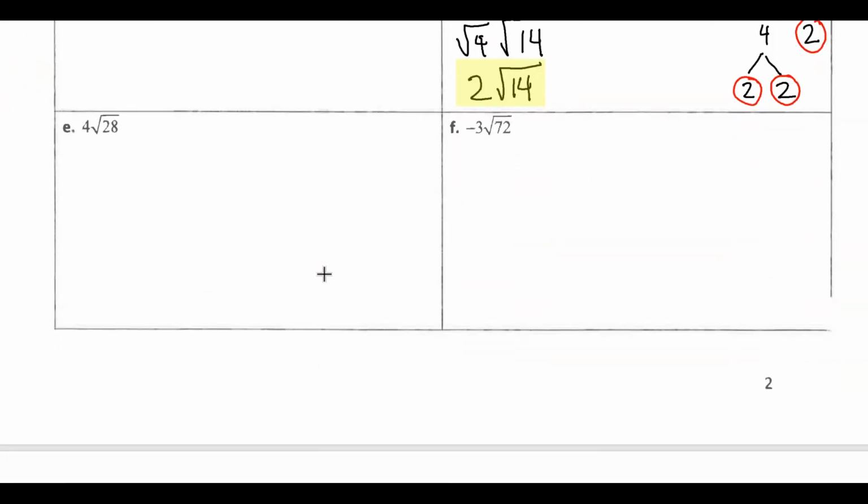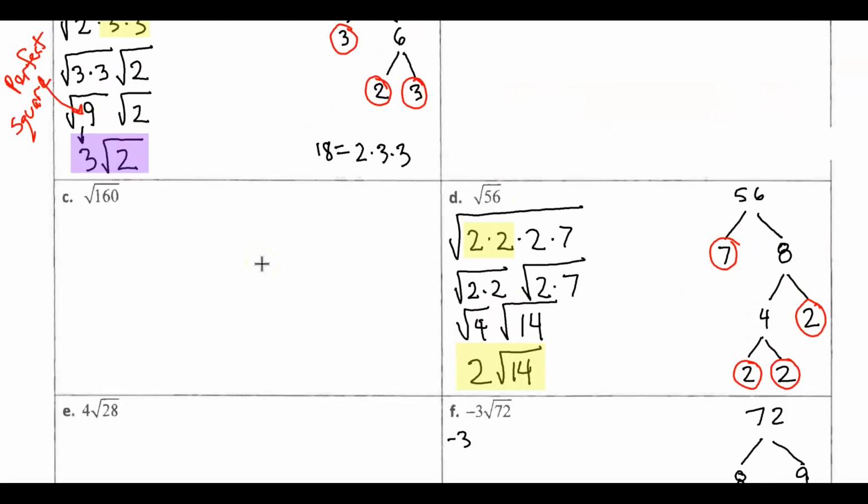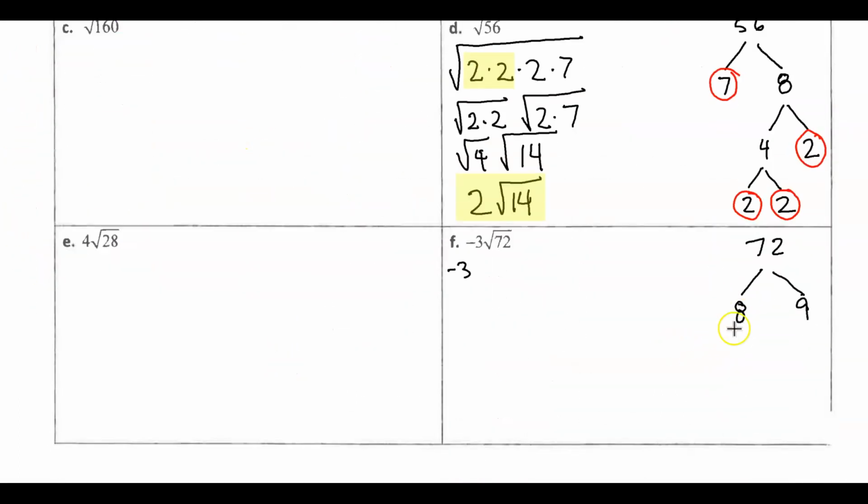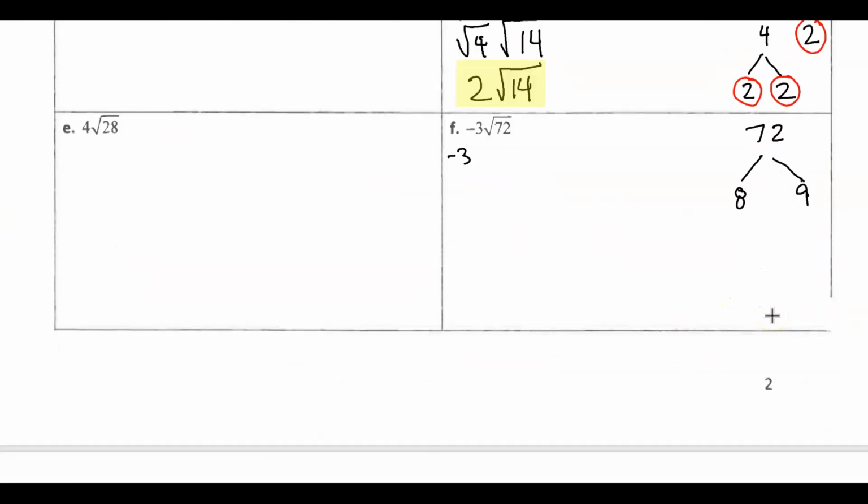So let's do f. So we have a negative 3 here. We're just going to take care of that at the end. So this is going to be negative 3 and then times whatever I get for 72. So let's do 72. So 72, I know, let's see, two factors are 8 and 9. So let's go back up here and see if 8 and 9 are prime numbers. 8 and 9 are not prime numbers, and we know that also because 2 times 4 is 8 and 3 times 3 is 9. So we're going to keep going.